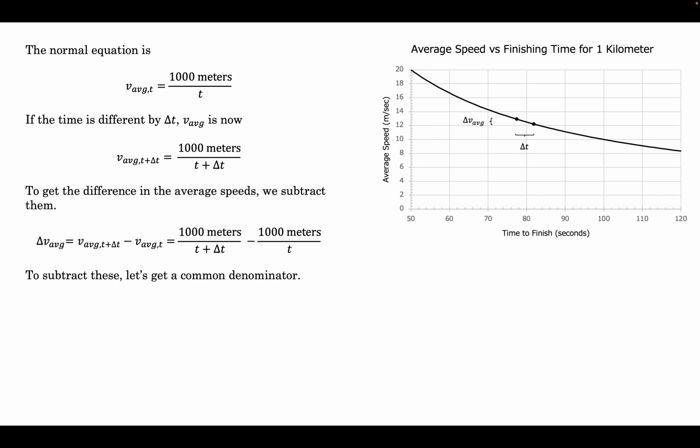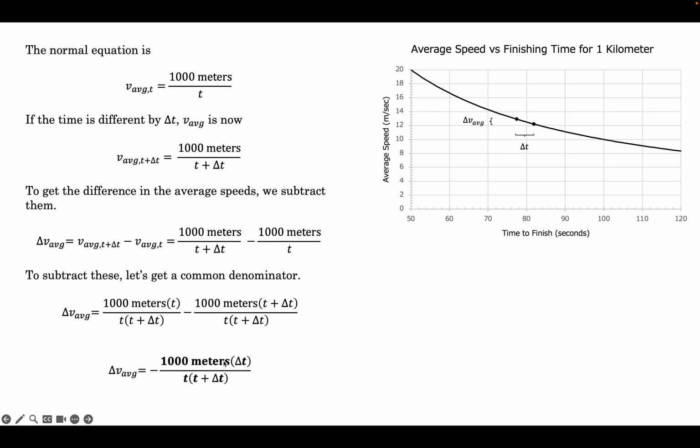We need a common denominator. And we get one: multiply this fraction, top and bottom, by t, and multiply this fraction, top and bottom, by t plus delta t. And now we can subtract the numerators. And we get 1,000 meters delta t over t times the quantity t plus delta t, and it's negative.